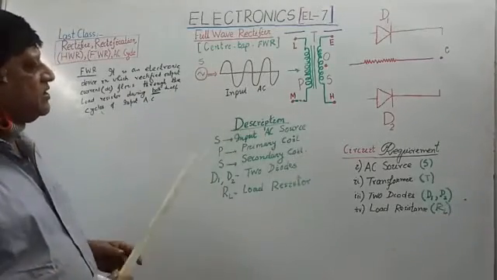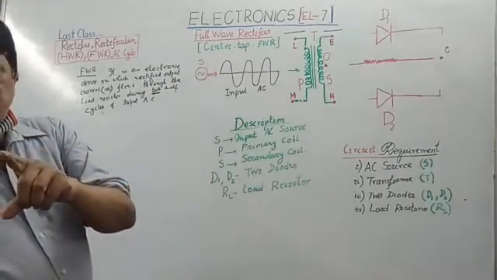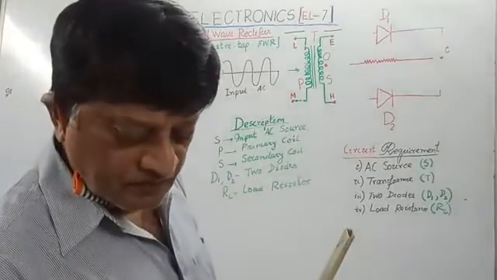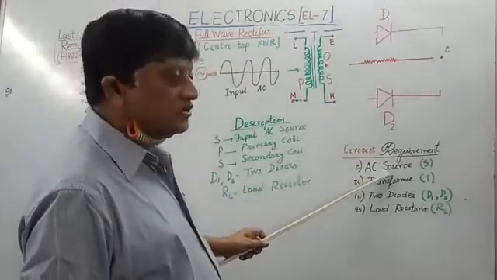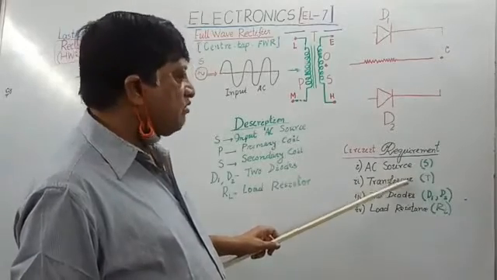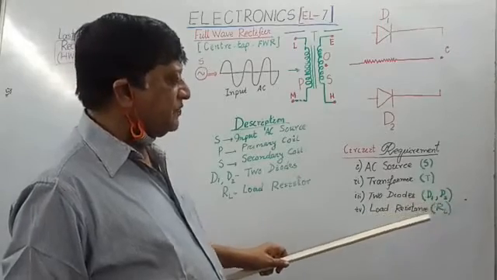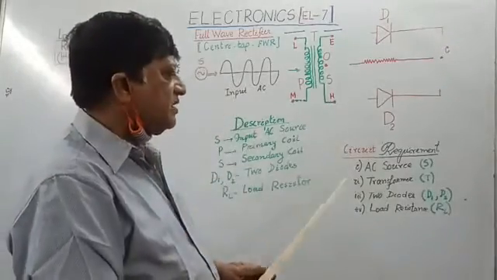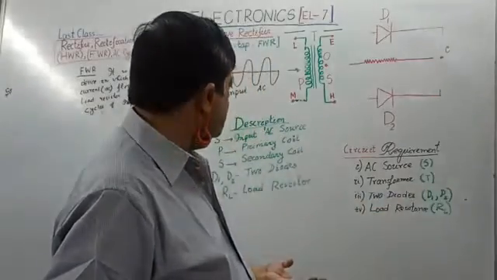So this is the circuit, and in the half wave rectifier only one diode was used, but here two diodes are used. Okay. Now, what are the requirements? An AC source, a transformer, two diodes D1 and D2, then load resistor is RL. In the half wave rectifier everything was there, but only one diode was used. Here two diodes are used.